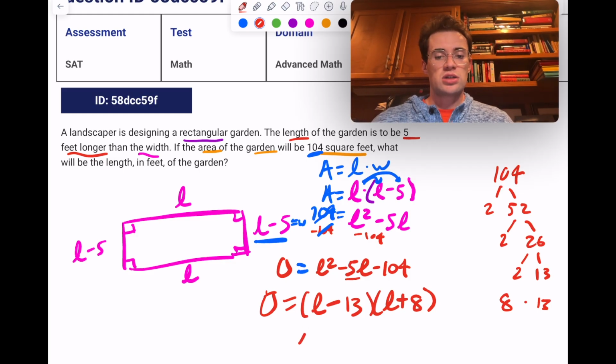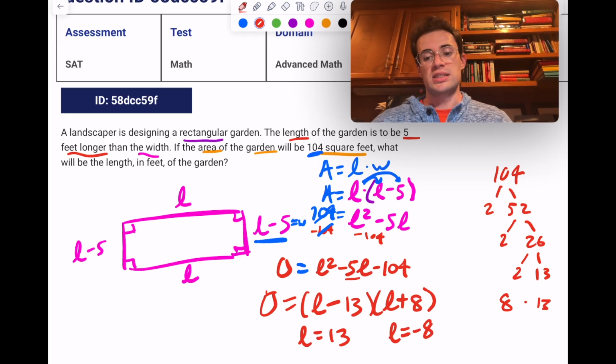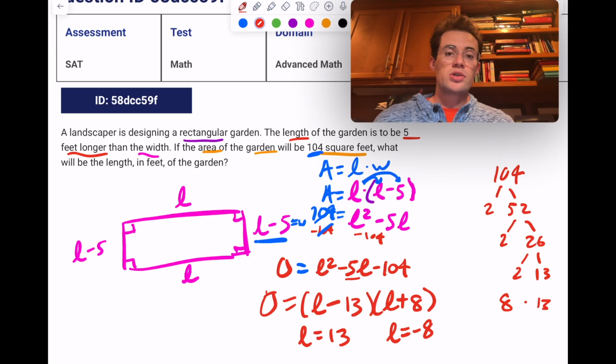L minus 13 is 0 when L is equal to positive 13. And L plus 8 is equal to 0 when L is equal to negative 8. Right? Negative 8 plus 8 is 0. 13 minus 13 is 0. All right, so those would be your two zeros. Again, this is for a length of a rectangle. You can't have a negative length. So we're going to reject the negative answer here.